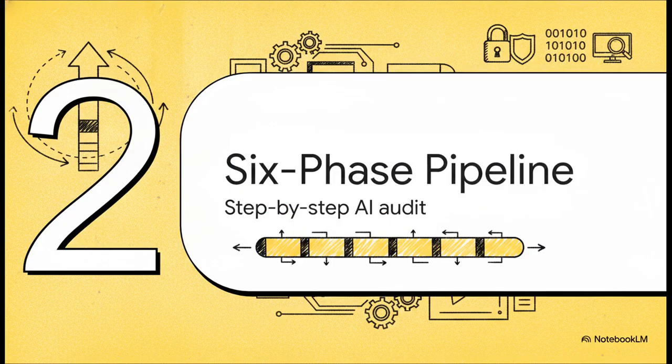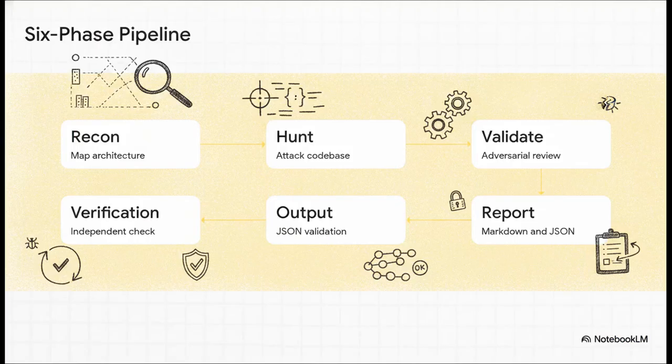Moving to Section 2, the 6-phase pipeline, step-by-step through the AI audit. What's really interesting about this is the exact blueprint of how the simulated attack actually happens. The sheer rigor of the methodology is fantastic. It's not just a quick, noisy scan. It is a rigorous 6-phase pipeline: recon, hunt, validate, report, structured output, and verification. This entire pipeline is designed not just to find flaws, but to ruthlessly eliminate false positives so your dev team isn't out there chasing ghosts.